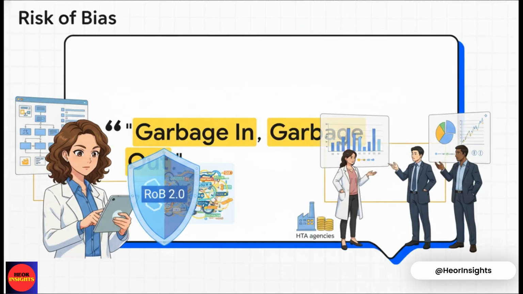So today, we're doing a deep dive into a really critical tool for anyone in health economics and outcomes research, the Risk of Bias 2.0 tool. And it all starts with this fundamental principle: garbage in, garbage out. You have to remember, the credibility of any economic model we build or any submission we make to an HTA agency is only as good as the clinical data we feed into it.